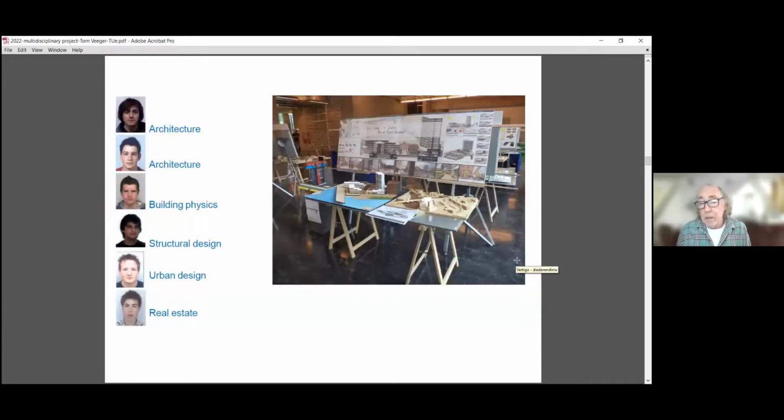Okay, as an example, what you see here is the outcome at the end of the exhibition we make. We had two architects, one building physicist, one structural designer, an urban designer, and a real estate student. And they need to find a way to work together in those 10 weeks.